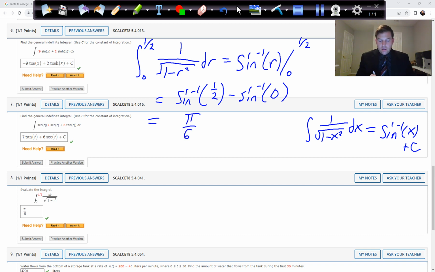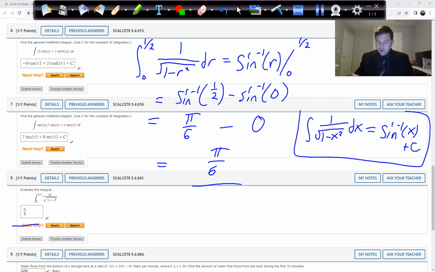If you've got a calculator that can do that, you can plug it in, or go to the unit circle and look for when the second component of the point is 1/2, and you'll see that the angle is pi over 6. And the angle that gives you a ratio of 0 for sine is 0. So this whole thing just collapses to pi over 6. But you get nowhere without this, so you kind of have to know that formula to do this problem.